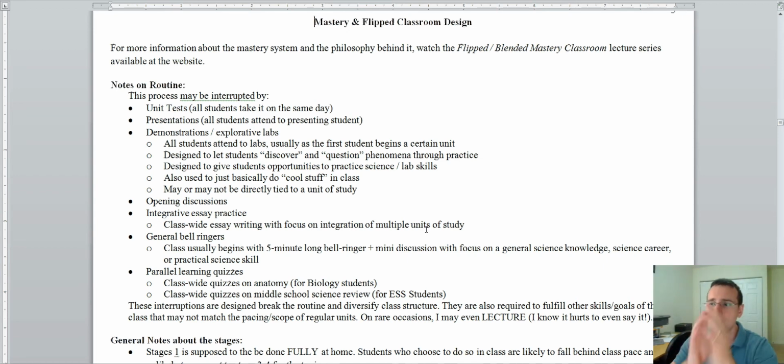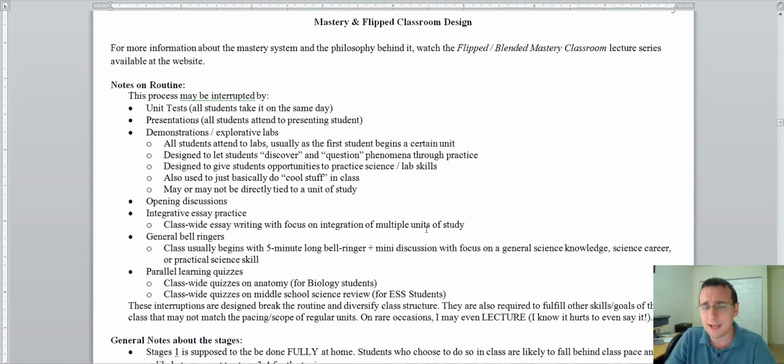Now, some of the ways to break the routine of the Flip Mastery design: sometimes I stop doing the Mastery. I tell them, today is not a Mastery day, guys. Today we're going to have the unit test. Now, technically, when you really want to do the Mastery system right, they will take the test once they're ready for it. But in some alternative versions, and I'll talk about it later in the lecture series about why sometimes I do that, it's necessary to modify the Mastery design for classrooms where people are not used to it or where it's not working very well.